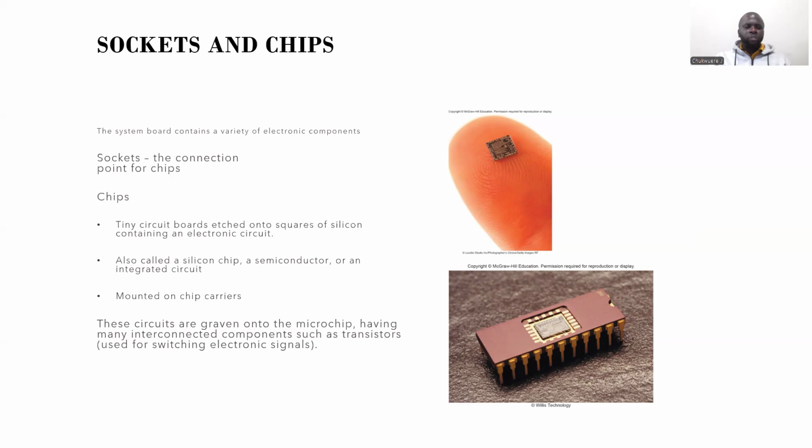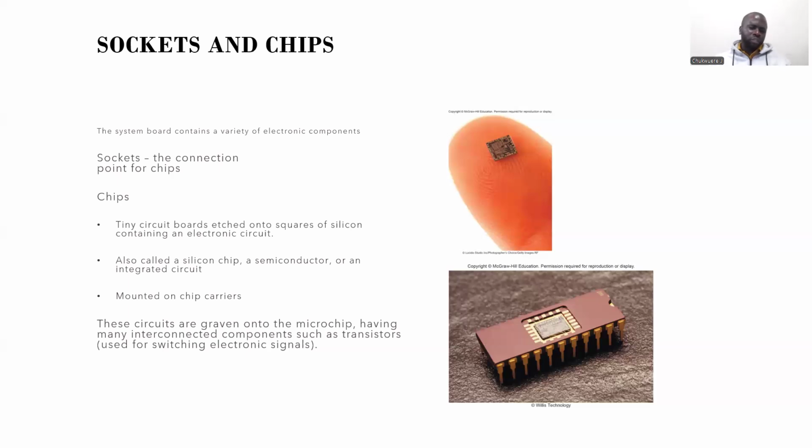And what is the chip? It's a small circuit board, right? Enlarged upon a square of silicon containing the electronic circuit. And they also call it a silicon chip or semiconductor or an integrated circuit. However, it is mounted on the chip carrier.